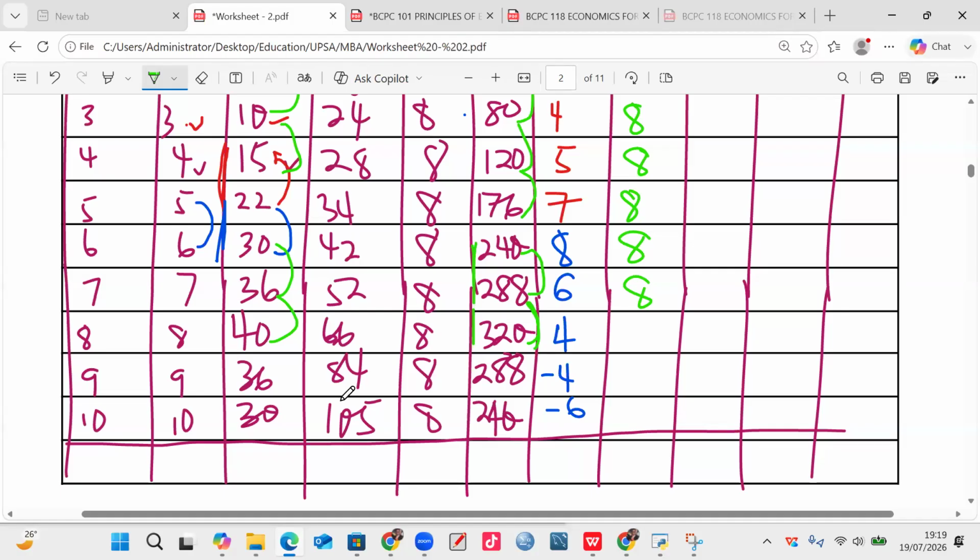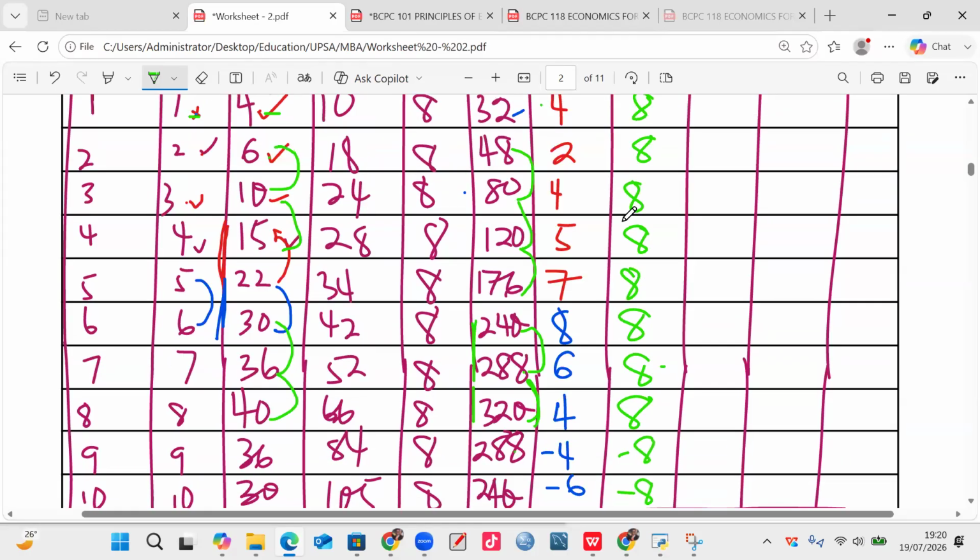It's not 8. Yes, please, the next one. So this one will be -8. And the other one will be what? Also -8. Why? Because when it was 280, they gave us +8. So if you are subtracting from it, it will be -8. Are you good?